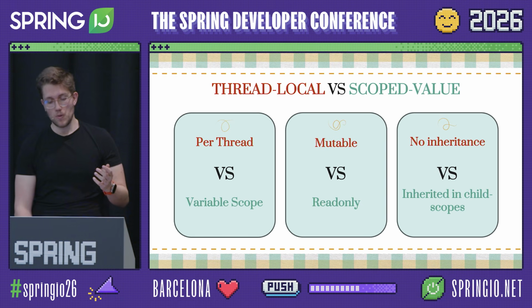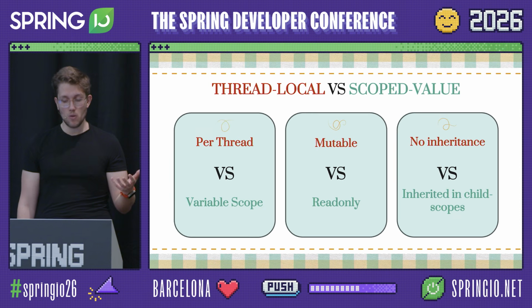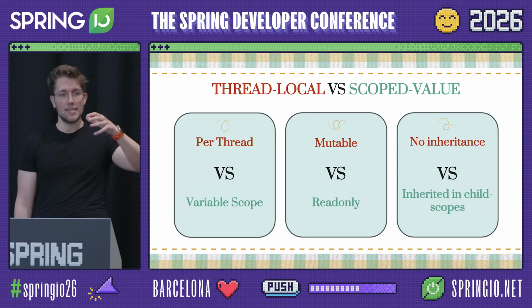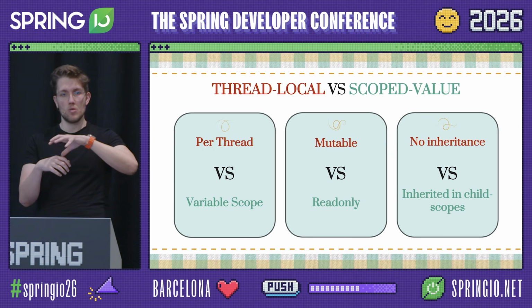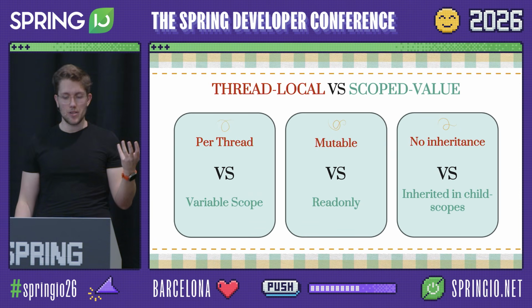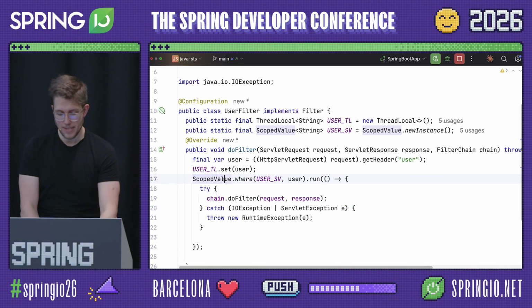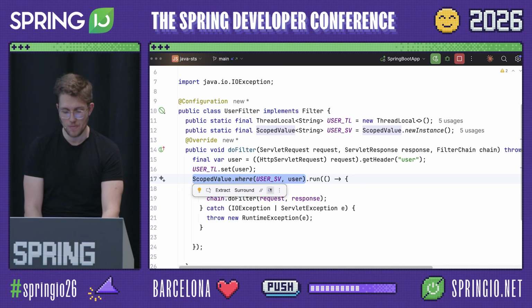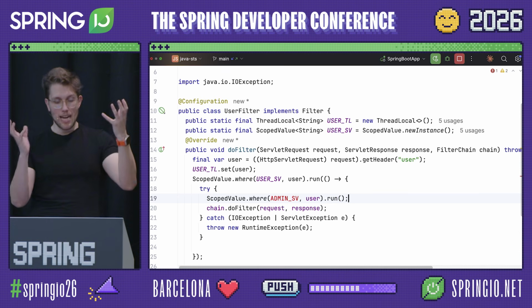And the last thing is that ThreadLocals don't know inheritance. This means that if you don't use an inheritable ThreadLocal, then it will not be passed into child threads, as we have seen here. The thread which was spawned in the parent thread doesn't have this value. Whereas scope values are inherited in child scopes. So for example, when we have our scope value with the user scope value, and I go in here and say I want to have an admin scope value in there, then in this inner scope, I would still have access to this user scope value, so to the outer scope.